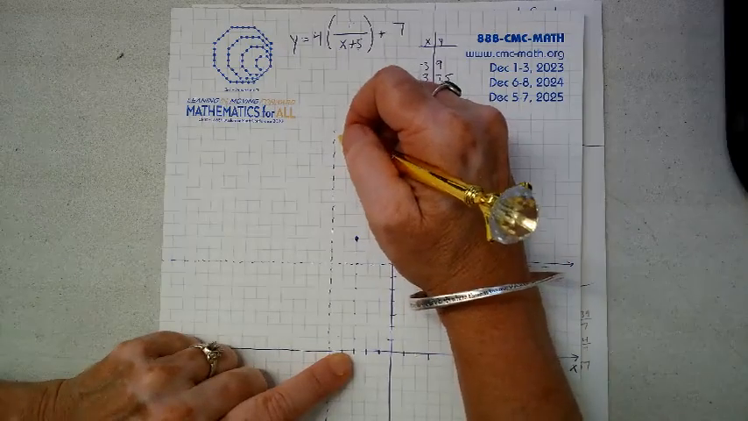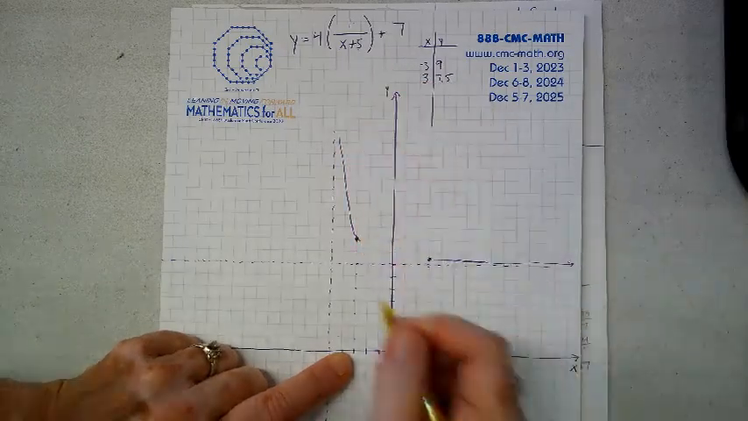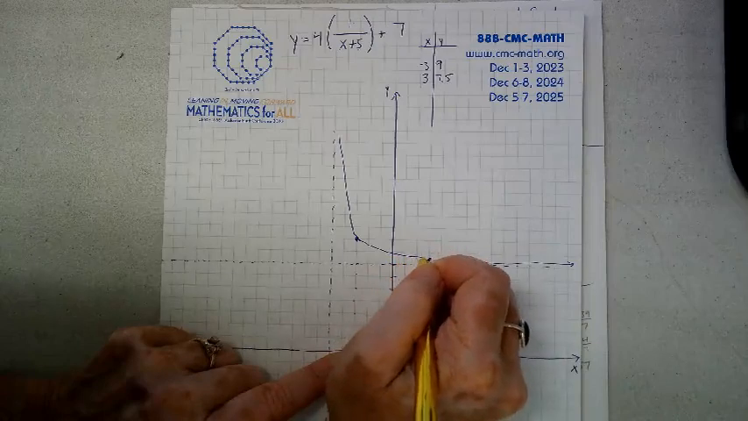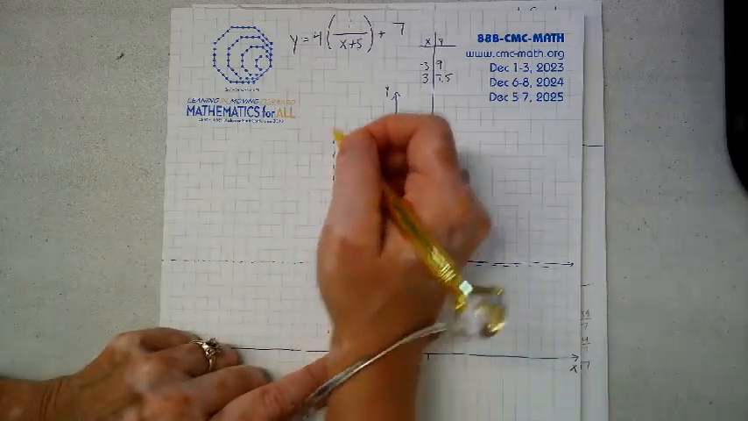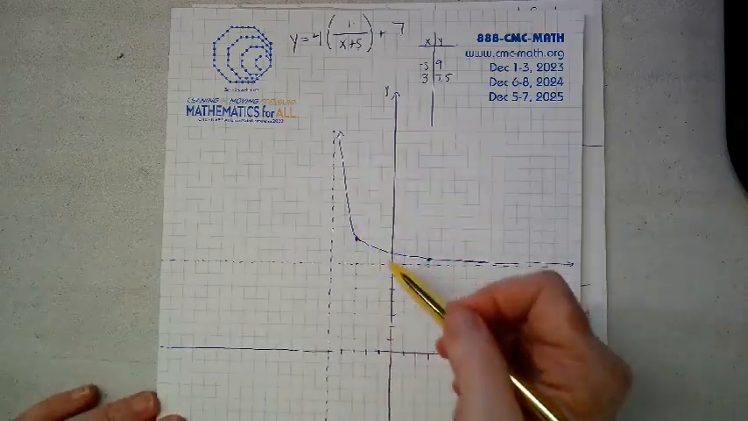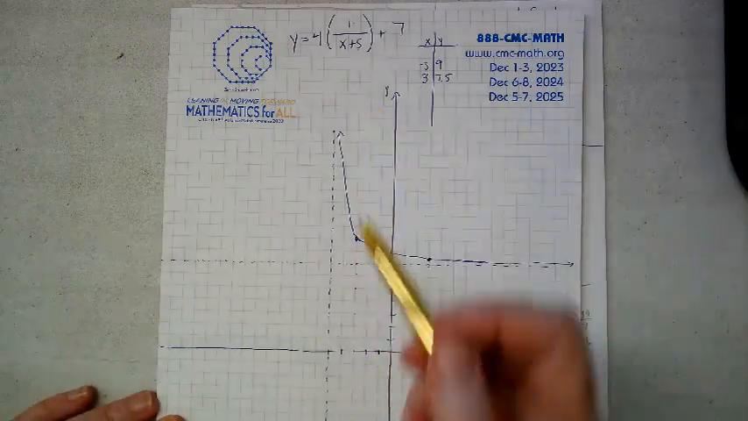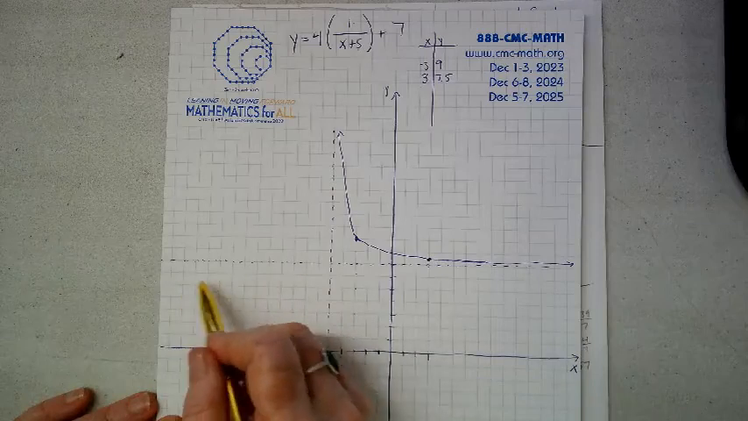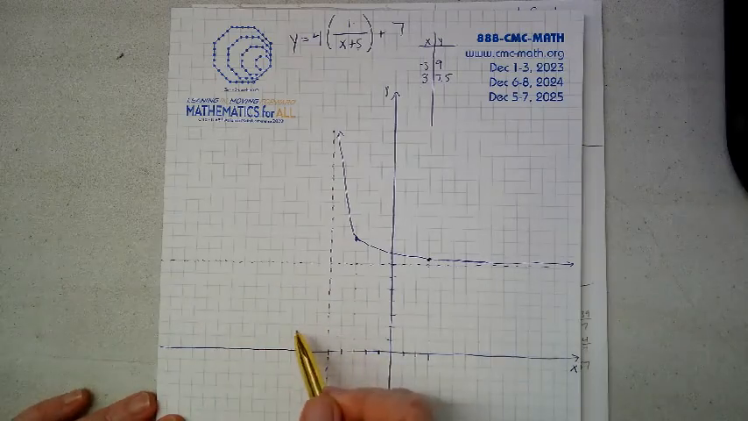I think I'm going to actually just let that be enough, because this is going to be a pretty long video. So just get some points that help you see how the graph is going to go. It's going to go like that. And then it's going to have a kind of a symmetry on the other side.